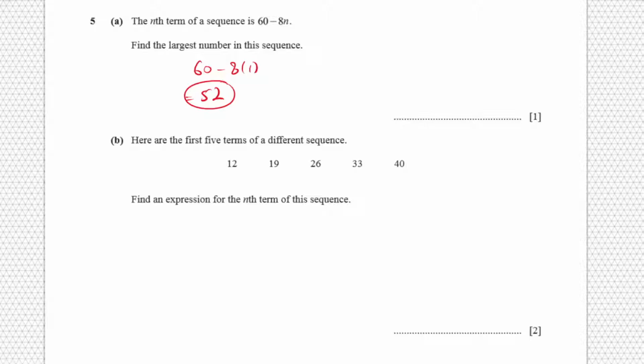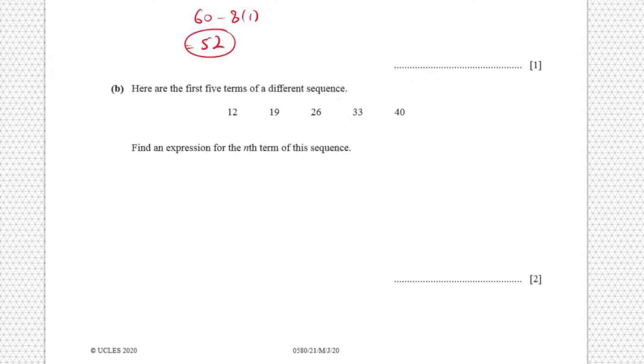Here are the first 5 terms of a different sequence. Find an expression for the nth term of this sequence. Alright, so this seems like an arithmetic sequence. If you notice, the common difference is 7, 7, 7, 7, right?